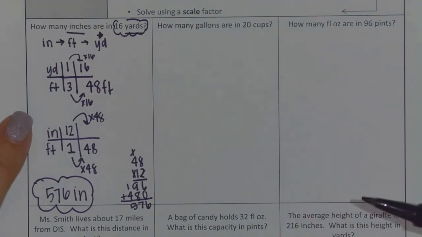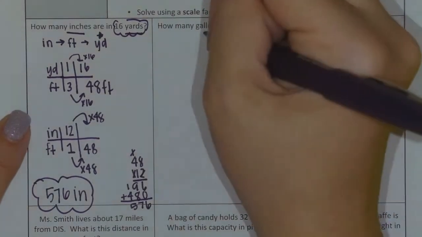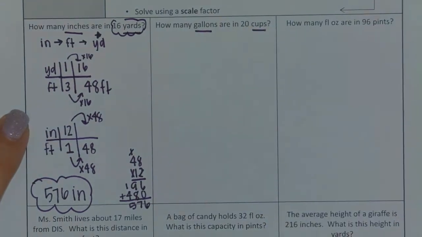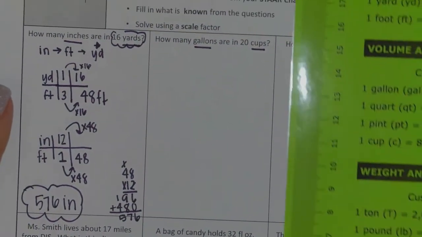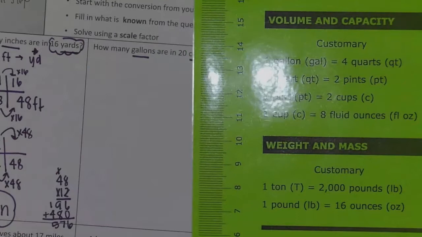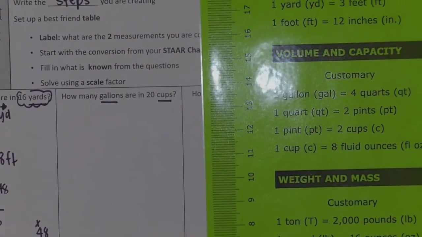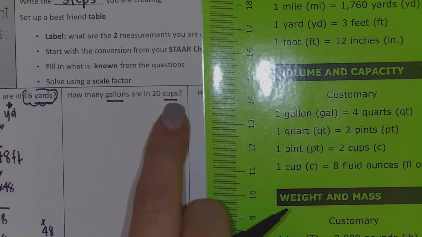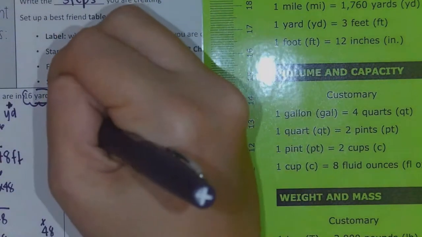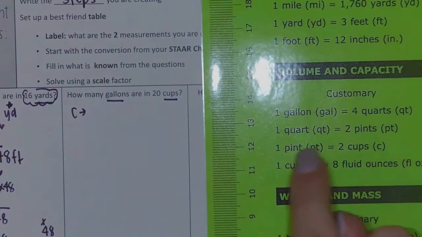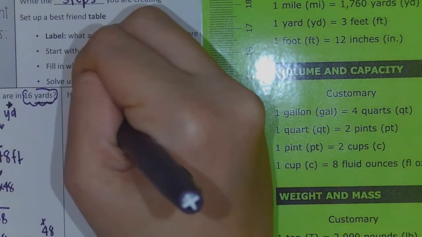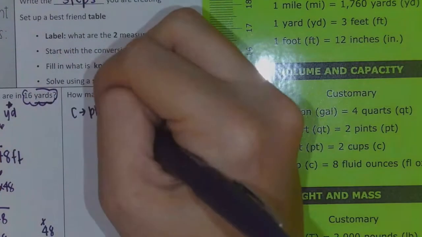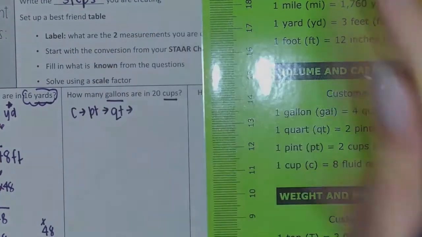All right, looking at our next one, how many gallons are in 20 cups? So again, the best friends I'm trying to get between are gallons and cups, but when I look at my table, I don't have a direct gallons to cups. So I know that they're giving me 20 cups. So I can start with cups, and I can go from cups to pints. I can go from pints to quarts, and then I can go from quarts to gallons.